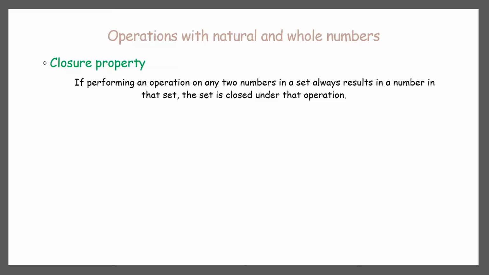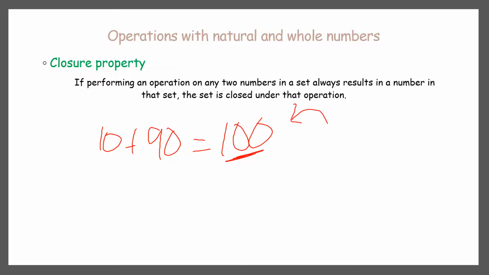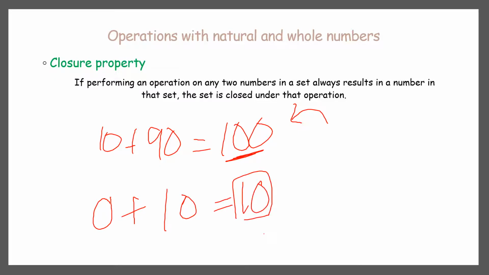For example, if I add two natural numbers like 10 plus 90, the result is 100, which is also a natural number. So the closure property holds here. And similarly, if I add two whole numbers like 0 plus 10, then the answer is 10. It is also a whole number. So the closure property also holds here. So the closure property holds for addition.